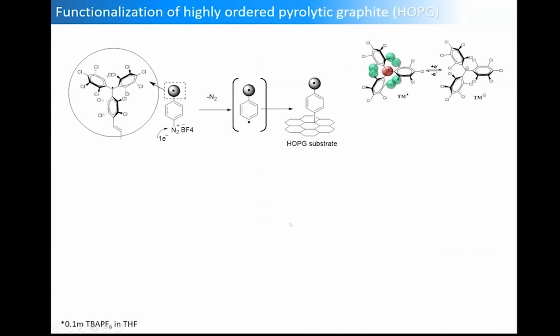So this is the scheme of what we wanted and expected. The idea is that we reduce the diazonium salt and form this aryl radical here, which is the one that later reacts with a carbon substrate. We first thought that maybe this intermediate would not be stable, but luckily it was, and we could functionalize the carbon substrate. In this case, we used HOPG as a model substrate.